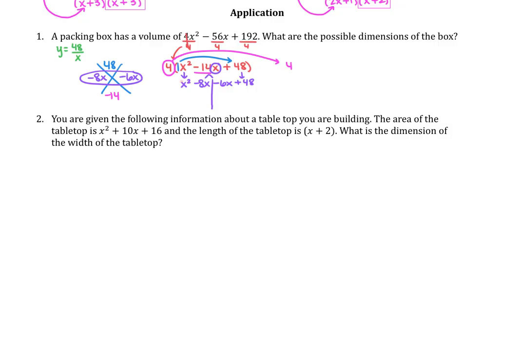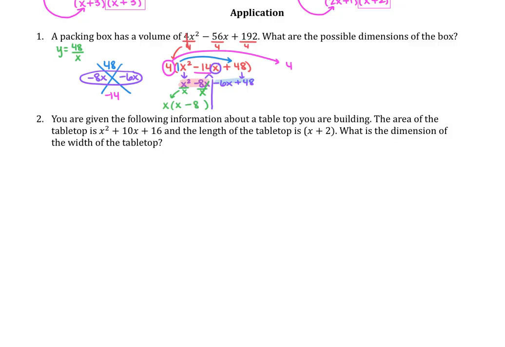I'm going to look at that first binomial. I see that they have an x in common, so I'm going to divide both by x, pull the x out in front of parentheses. X squared divided by x leaves me x, and negative 8x divided by x leaves me negative 8.